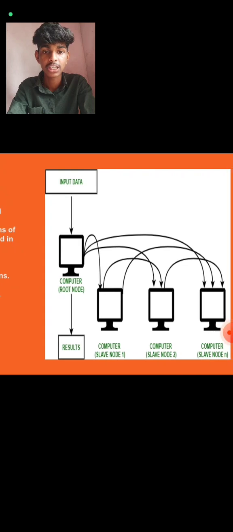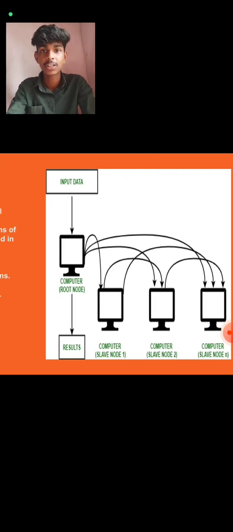This is a representation of cluster computing. That means all the systems in the cluster are connected to each other, so the systems can work with maximum efficiency.